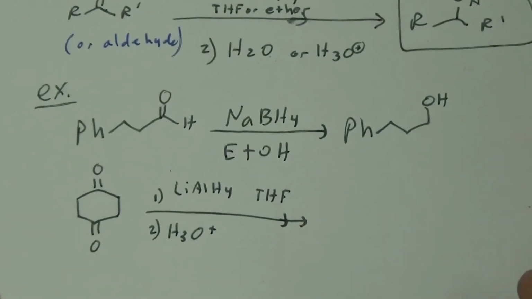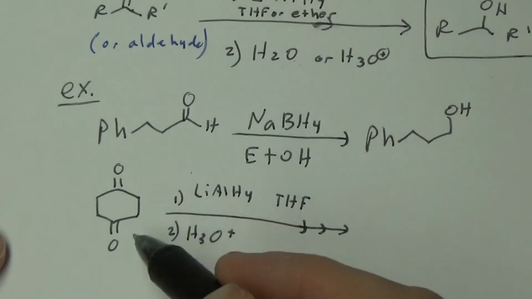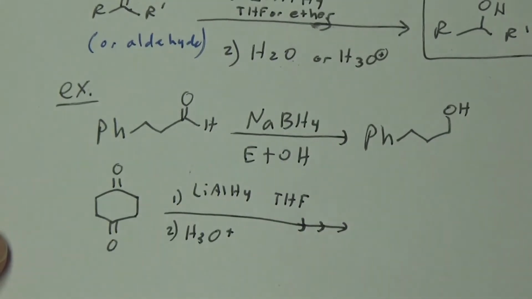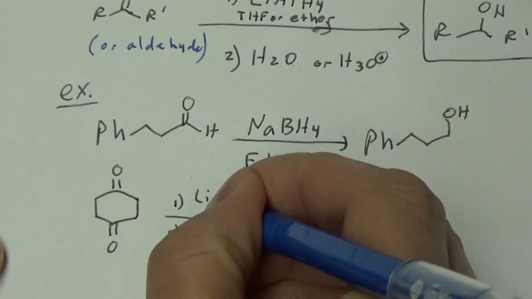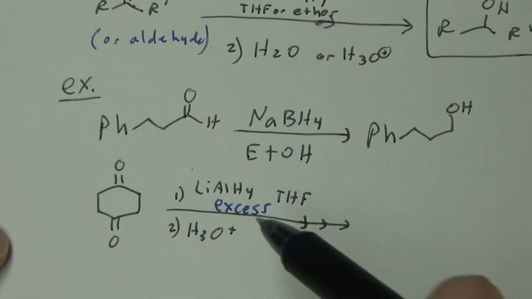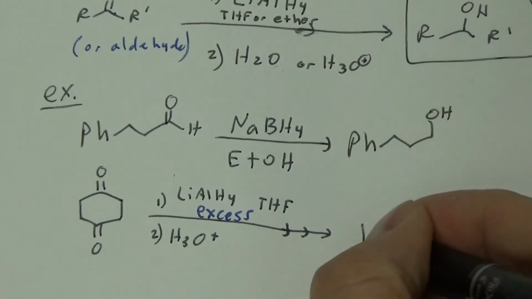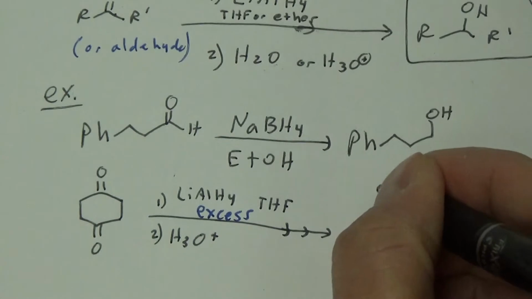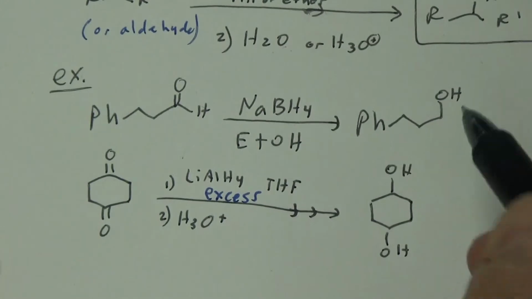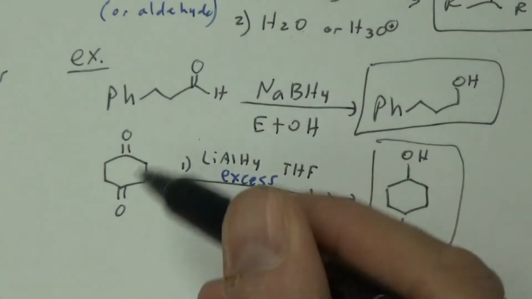Okay, and what do we get? You can pretty much always assume in this course that if you have 2 functional groups and you have a reactive reagent, you're always going to use excess. Assume excess. It's not like you're only going to react with one of these, you're going to react with both of them. So both ketones become secondary alcohols, right? So these are real examples of reduction of either an aldehyde or a ketone.